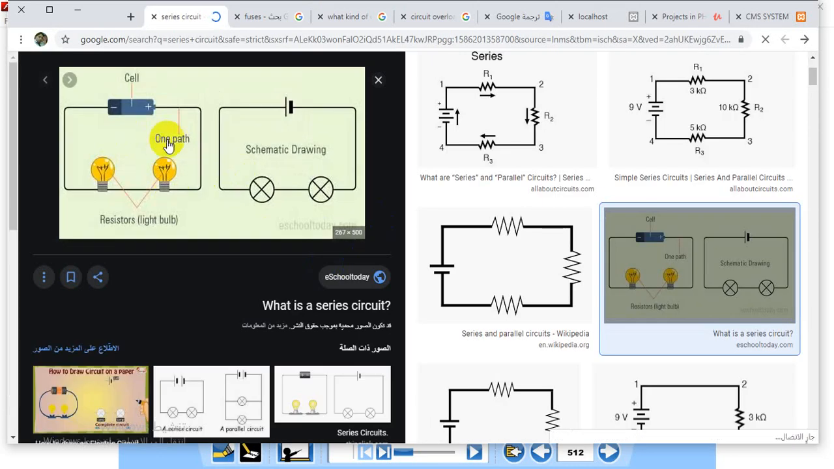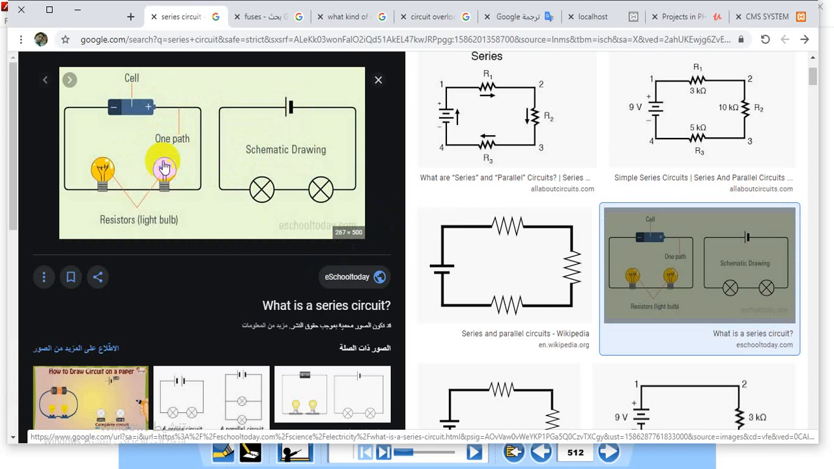They told you what will happen if the first one burns out or stops working. What will happen to the second one? It will stop working as well, or it will turn off. Okay, because why, guys? Because the current will stop. It stops flowing here.